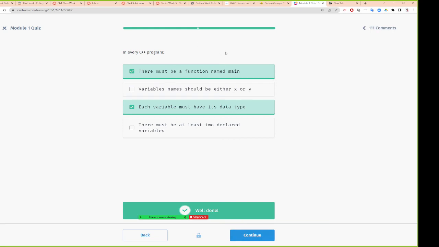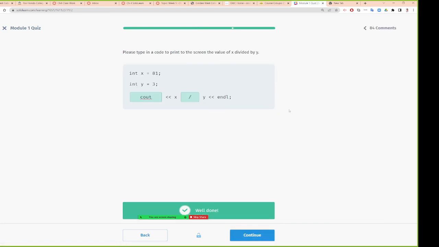In every C++ program, there must be a function named main. Each variable must have its own data type. Please type here to divide x by y, x equals 81, y equals 3, cout x divided by y. This is a sign you need to write. All right, what's the output for that?